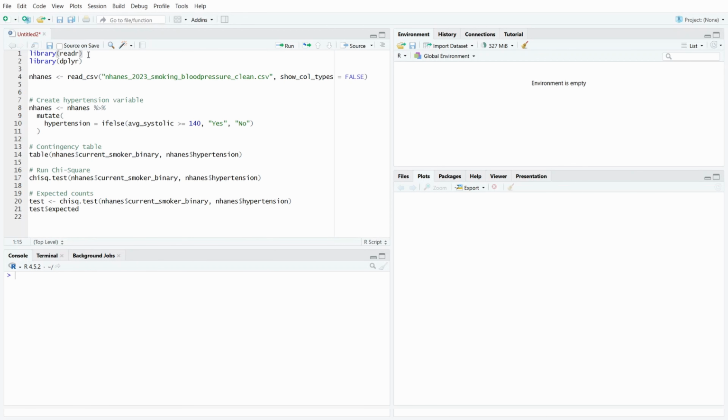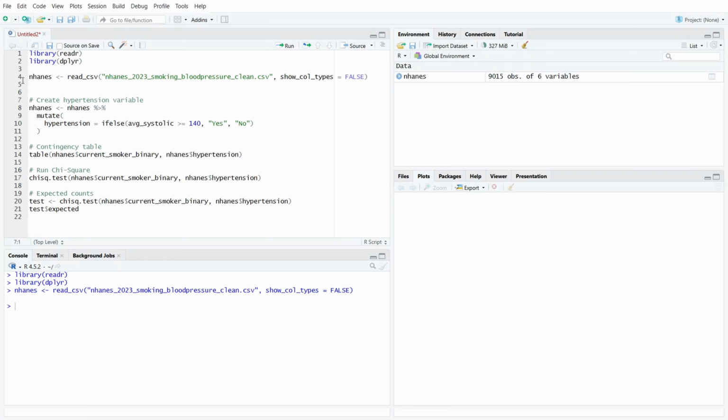Our goal in this analysis is to see whether smoking status is associated with hypertension, also known as high blood pressure. First, we load two helpful R packages, readr and dplyr. Readr helps us quickly import data, and dplyr helps us clean and transform it. Next, we load a dataset into R and store it in an object named nhanes.